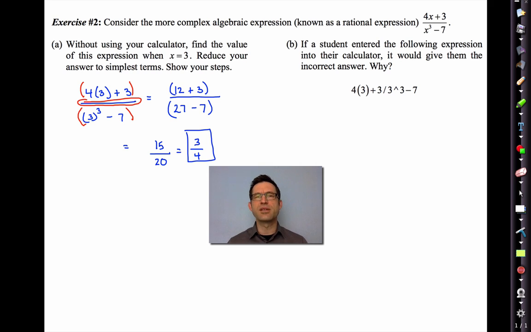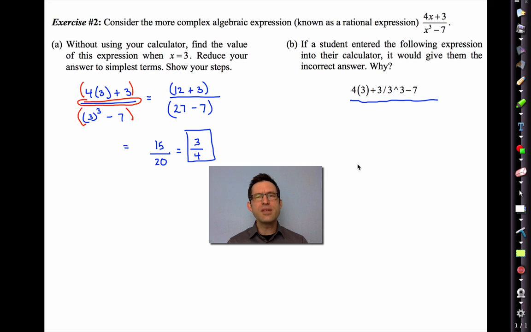Now exercise B is kind of important too, because I know that a lot of students will want to do this on their calculators, and generally speaking that's okay as long as you really still understand the math. Letter B says if a student entered the following expression into their calculator, it would give them the incorrect answer. Why? So let's take a look at this. The student enters in this expression, and it's not going to give them 3/4. I'd have to think for a while what it would give them. It'd be messy. It'd be all decimal.